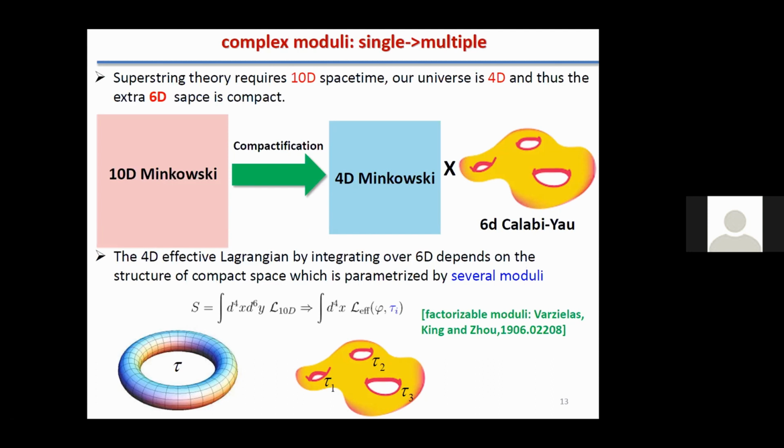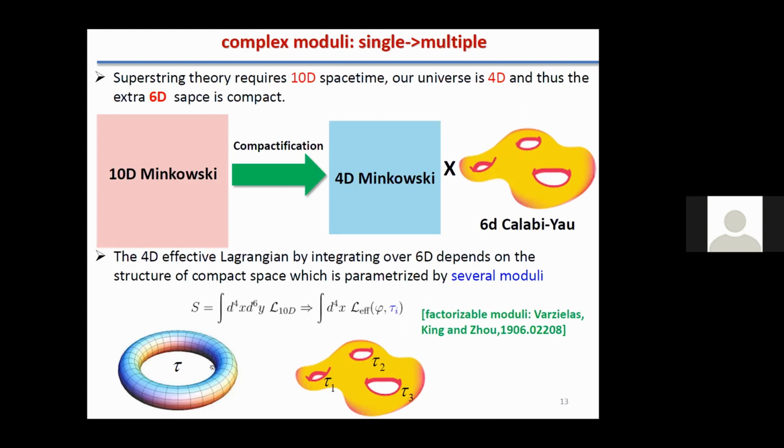Our universe has 4 dimensions, and the 6 extra dimensions are compact. After we perform compactification, the extra dimensions would be a 6-dimensional Calabi-Yau manifold. So the effective Lagrangian is obtained by integrating over the extra dimensions. The resulting effective Lagrangian in our universe will depend on the geometric shape of the Calabi-Yau.